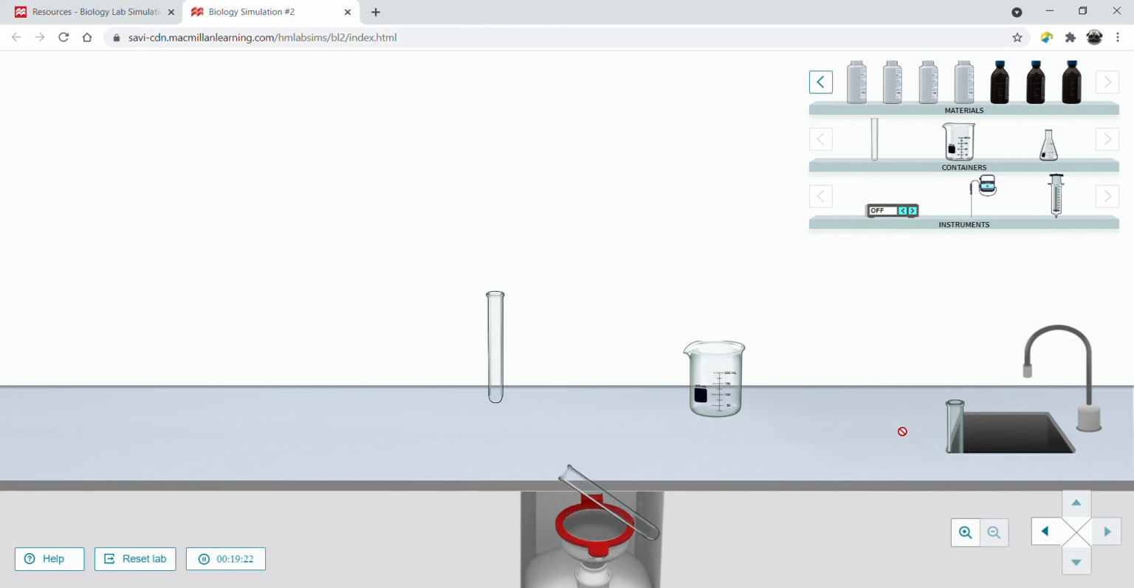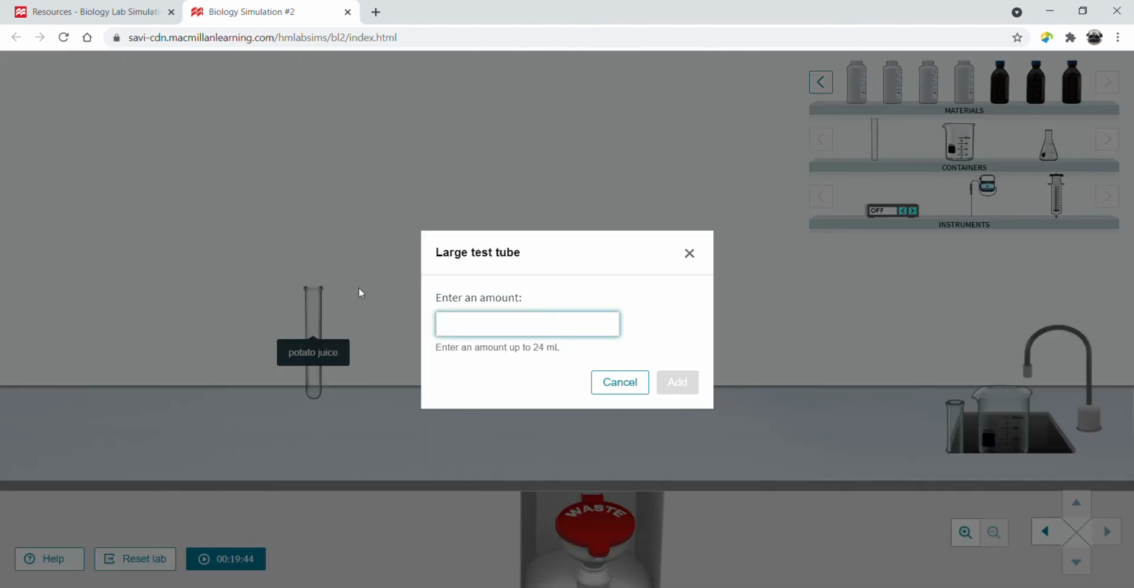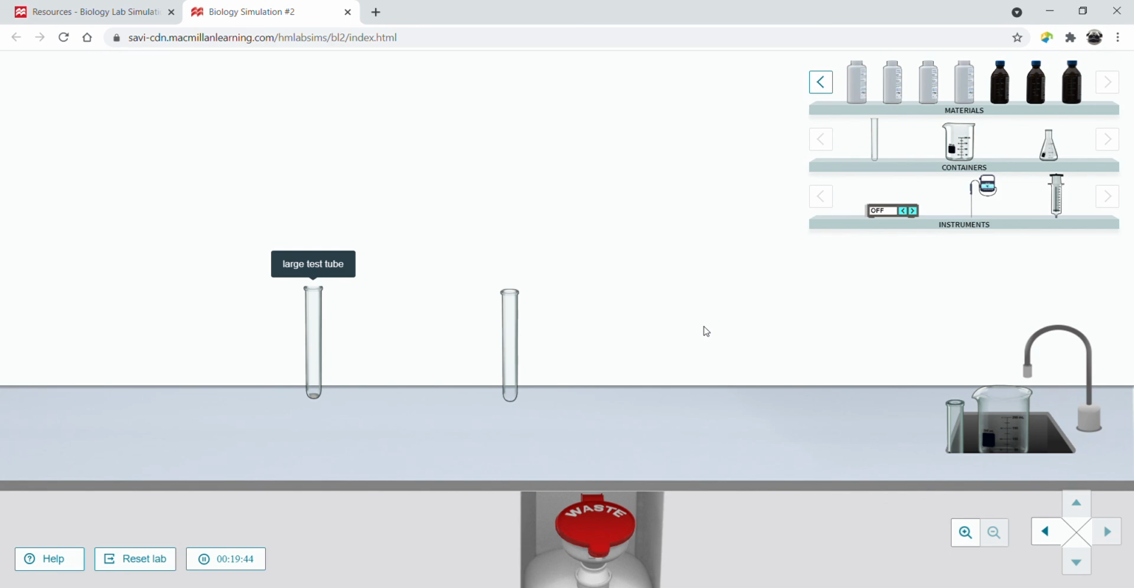Last but not, oh, hold on, not last but not least. We're not there yet. Okay, let's put that in the sink. And let's put that in the sink. All right, now what we're going to test for is the presence of lipids using the Sudan 3. All right, so here is our potato juice and our whole milk.